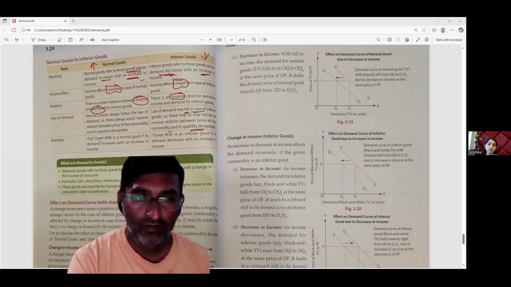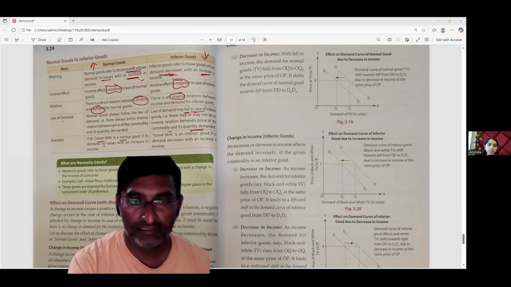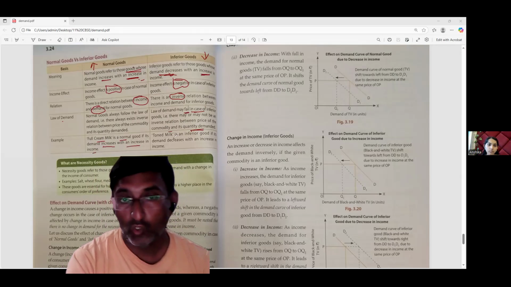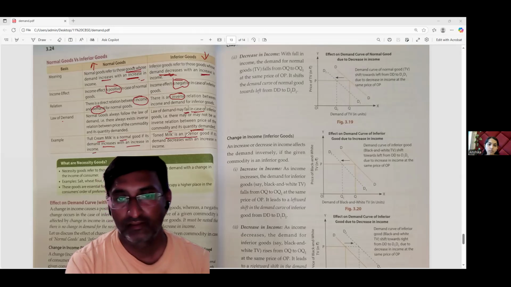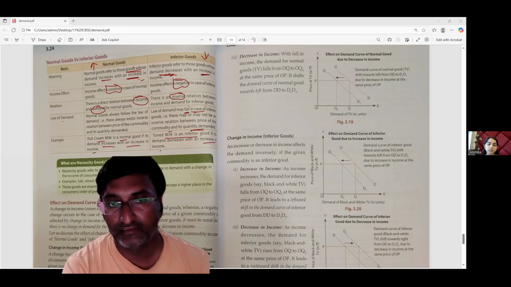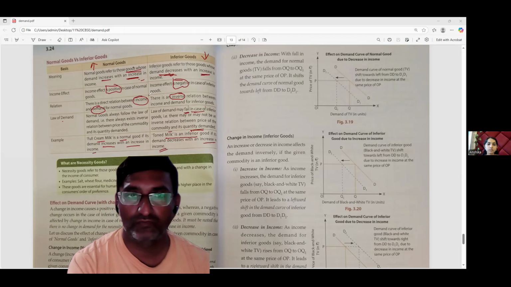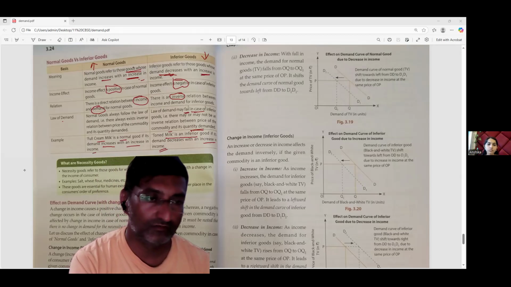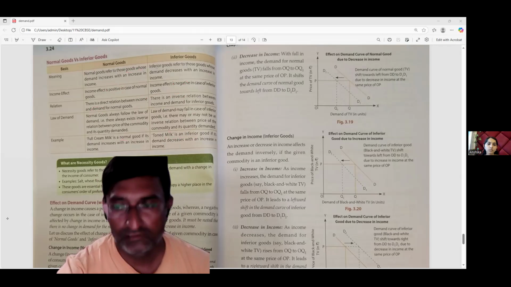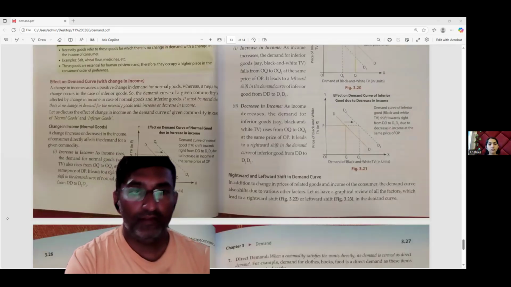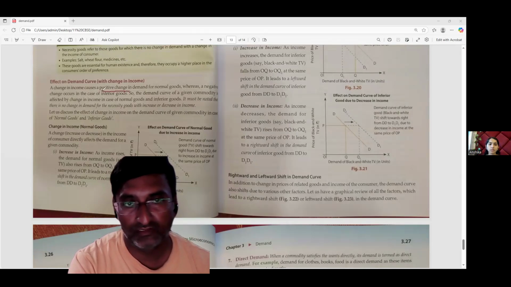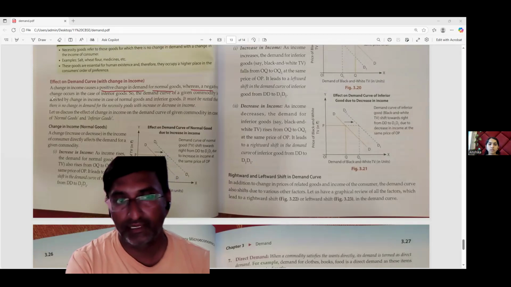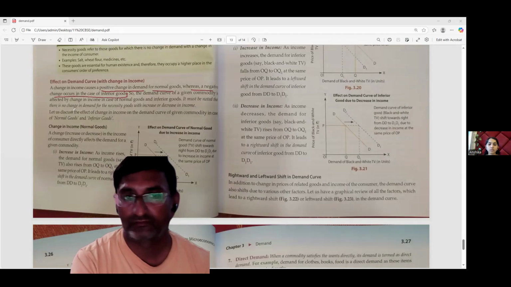Now, example: full cream milk is a normal good if its demand increases with an increase in income. But toned milk is an inferior good, right? So if its demand decreases with an increase in income, these are the examples of normal and inferior goods. Now, effect on demand curve with change in income. How? A change in income causes a positive change in the demand for normal goods, whereas a negative change occurs in the case of inferior goods.